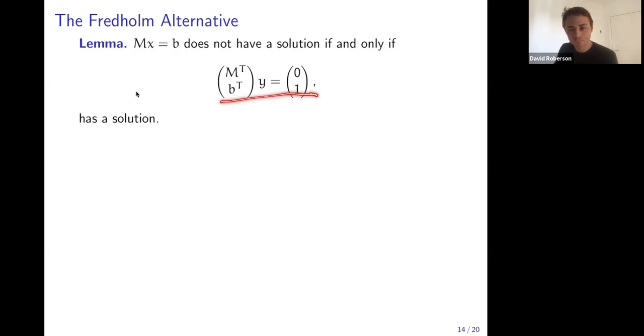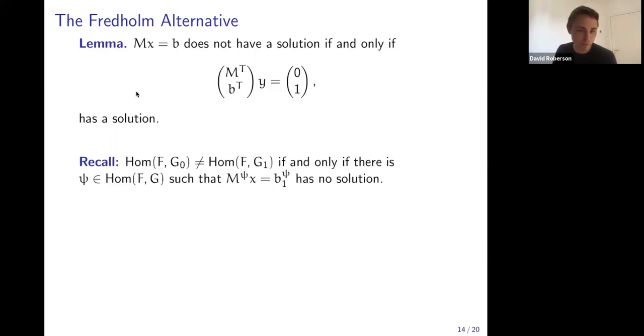Since we want to know when some system doesn't have a solution, we can convert it using this lemma to some system does have a solution. And now we can use the solution to this other system as a certificate of the other thing not having a solution. And then we can interpret that certificate combinatorially. That's the idea.